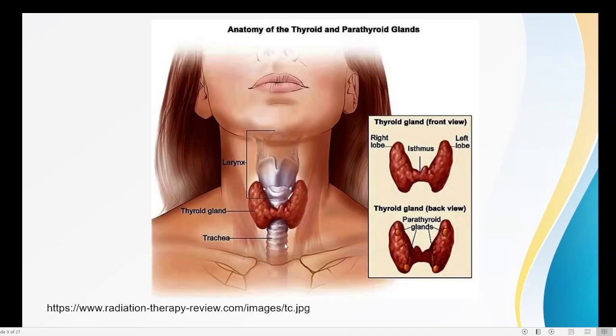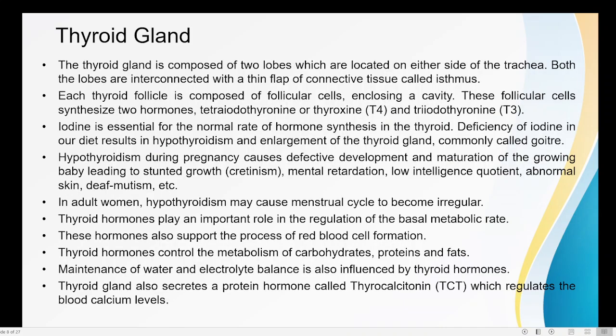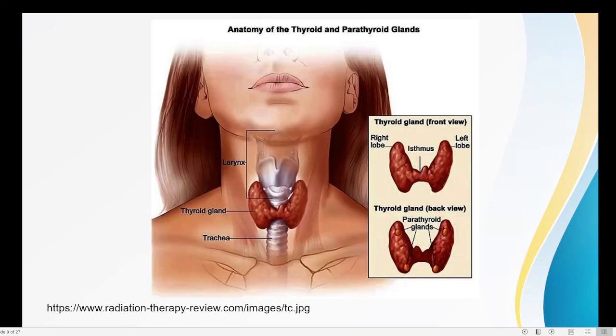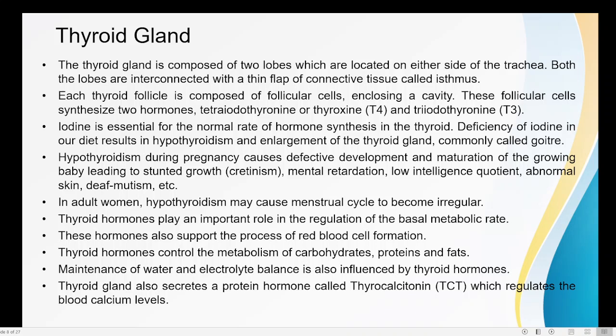See, this is the trachea, and on either side of the trachea you see the thyroid gland. Both lobes are interconnected with a thin flap of connective tissue, known by the name isthmus. Isthmus actually means a narrow land strip. So here you can see that both lobes are connected in the middle by a narrow bridge, which we call the isthmus. So this is the general idea.